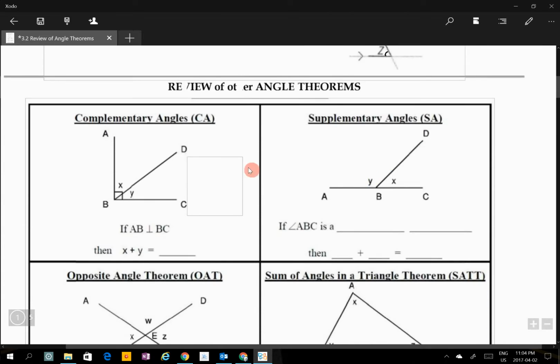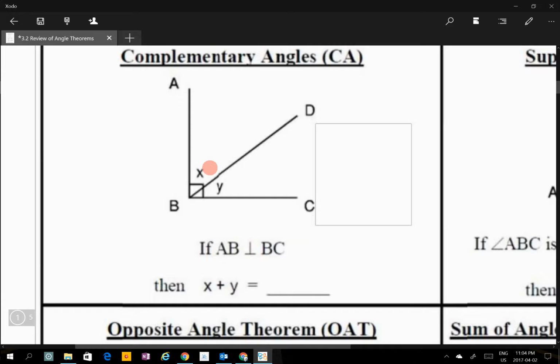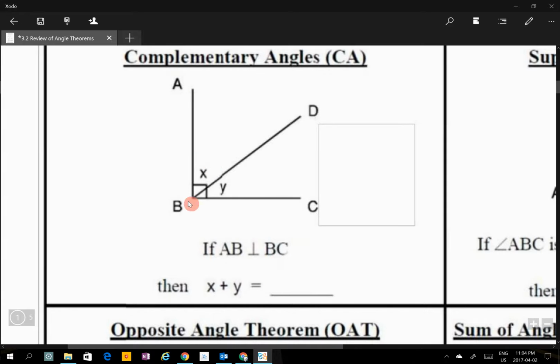A couple of theorems, complementary angles. If we have a line segment AB perpendicular to BC, this is the sign for perpendicular, it signifies that the angles X and Y, when I add them together, have to add up to 90 degrees.